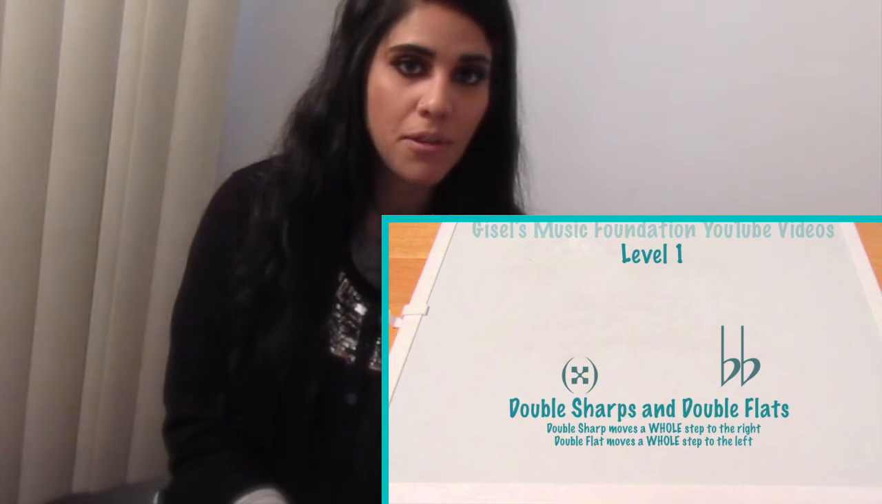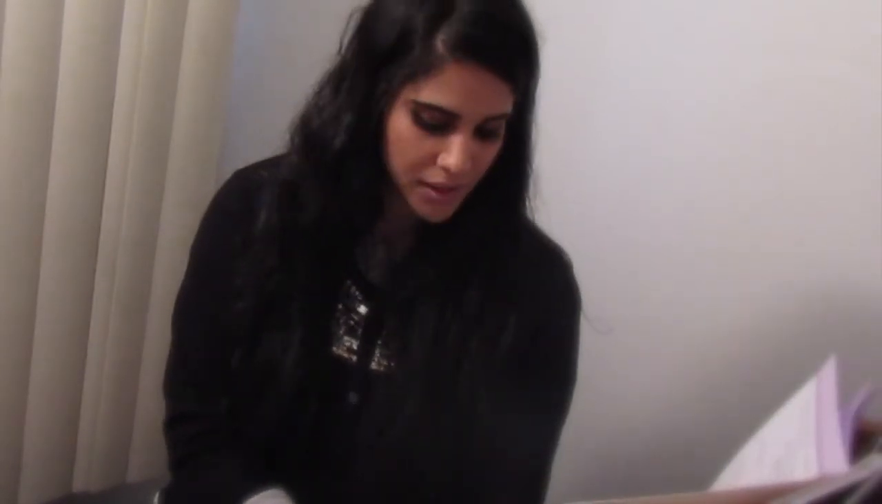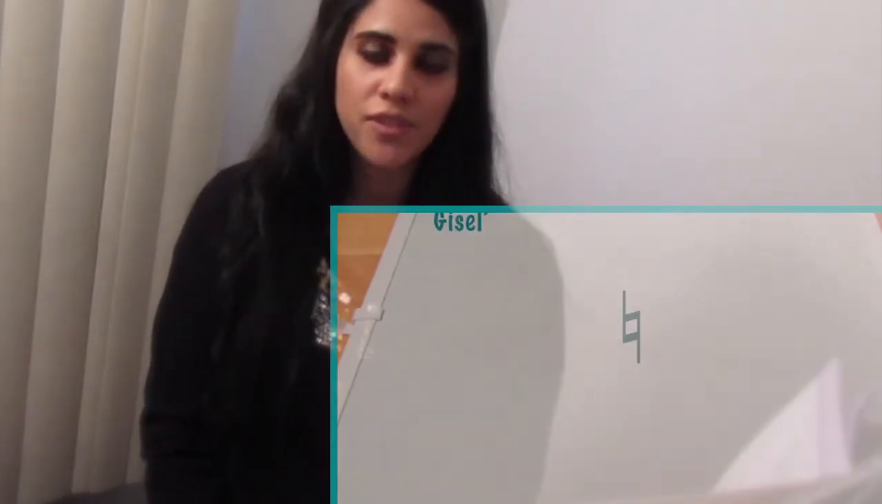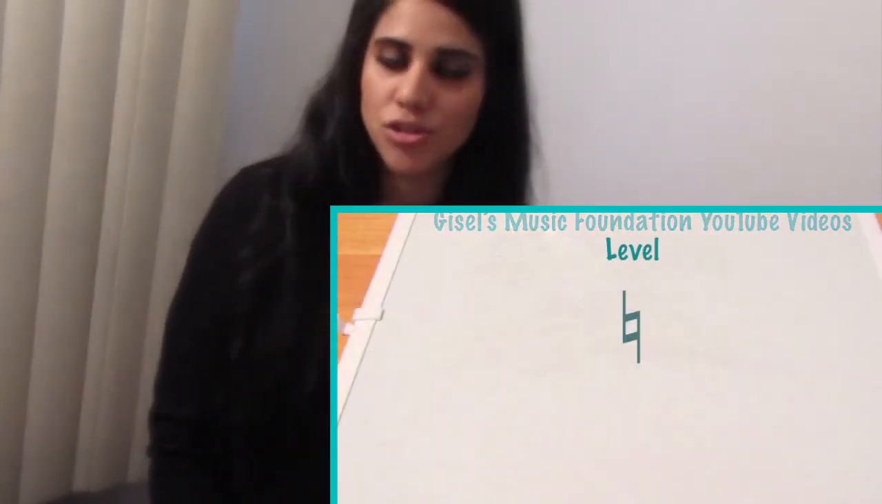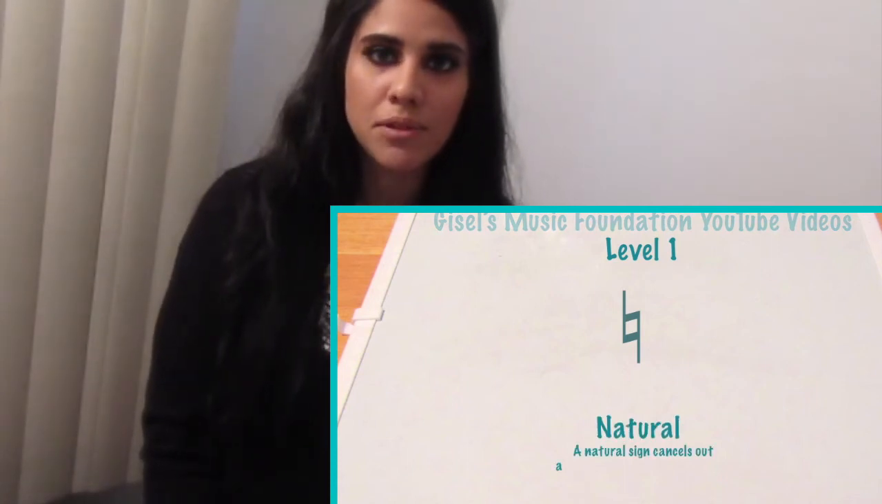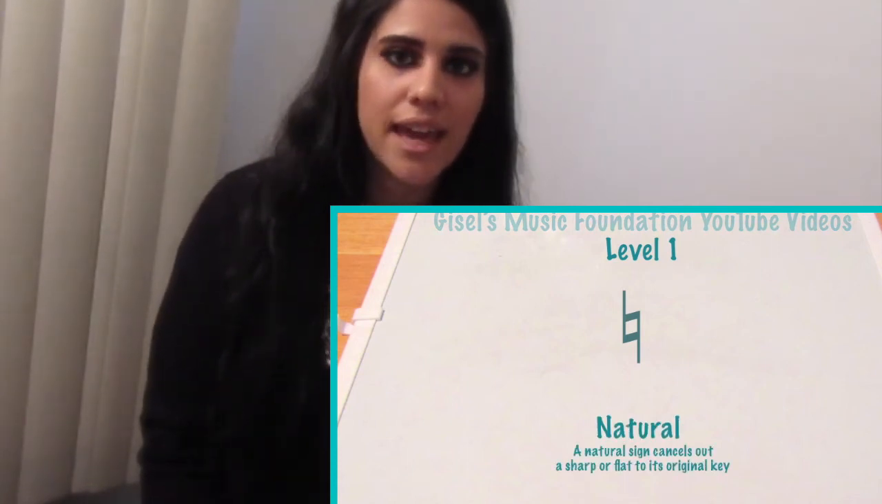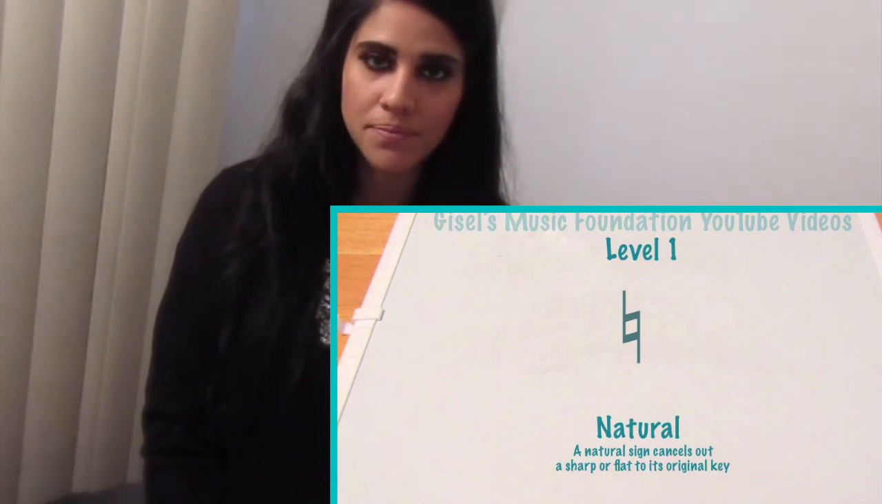if you see double flats, it means you are moving two half steps, or a whole step, to the left. To cancel any sharps or flats, we have a natural symbol. Your natural symbol instantly cancels those accidentals.